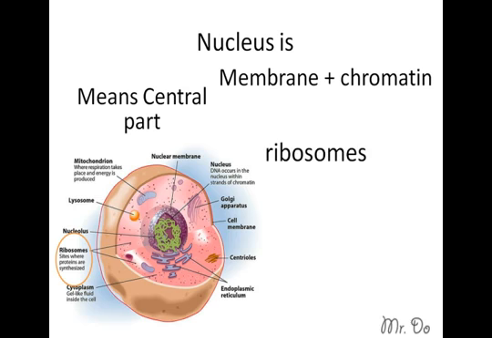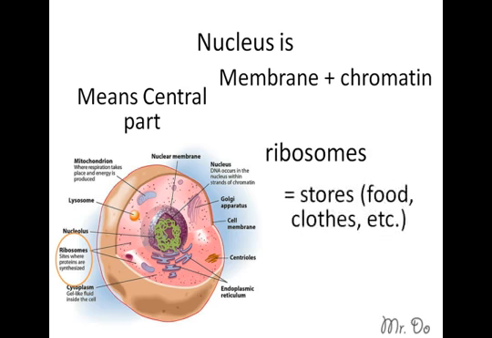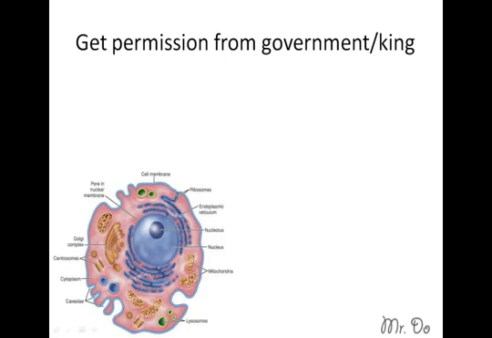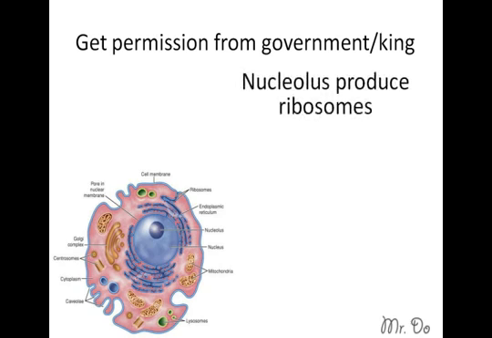Now next we're going to talk about ribosomes. Remember, ribosomes are equivalent to stores. We have a bunch that are free floating, and there are those that are attached. So the ribosomes are equivalent to stores that produce food and clothes and such, but in order to set up stores, you need permission. So you would need to get your permission from either the government or the king, and remember that's equivalent to our nucleolus. So in other words, the nucleolus produces ribosomes.